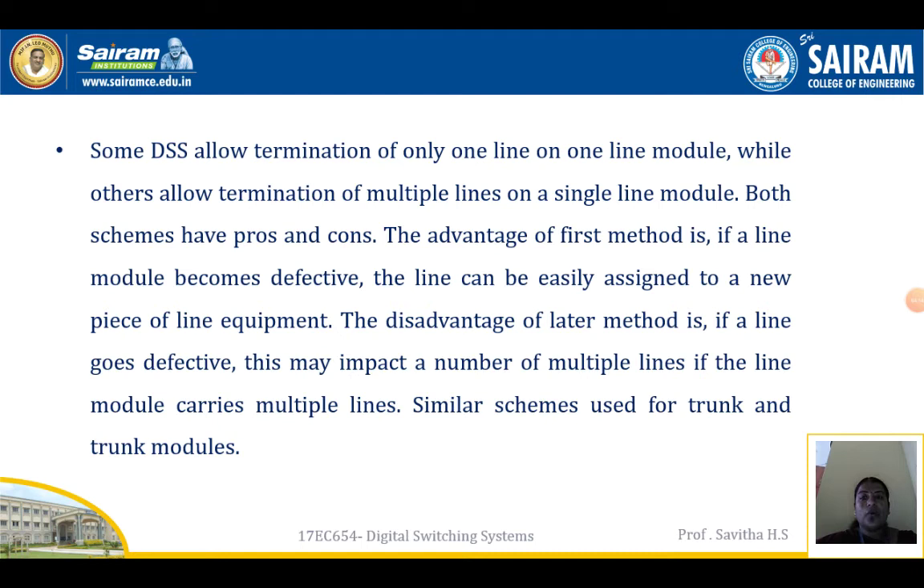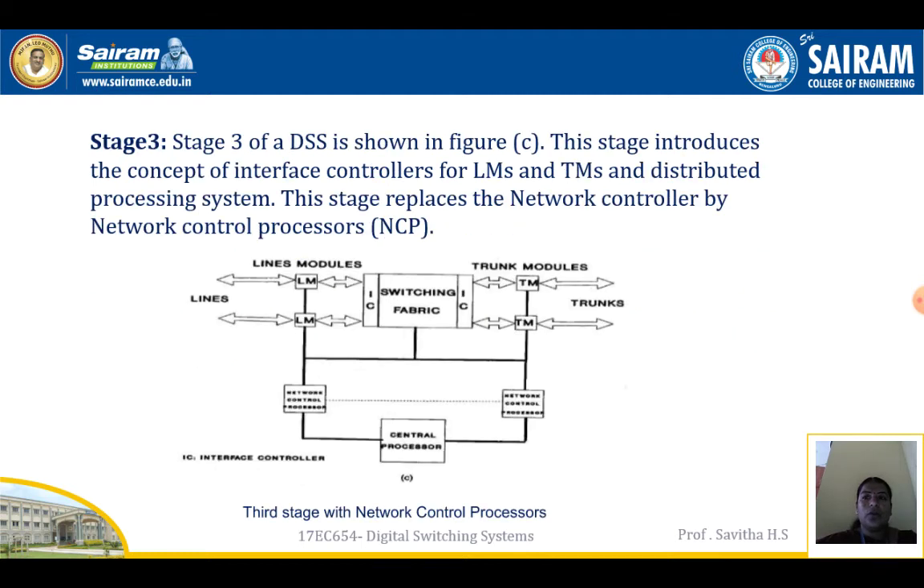Some DSS allow termination of only one line on one line module, while others allow termination of multiple lines on a single line module. Both schemes have pros and cons. The advantage of the first method is that if a line module becomes defective, a line can be easily assigned to a new piece of line equipment. The disadvantage of the latter method is that if a line module goes defective, this may impact a number of lines if the line module carries multiple lines. Similar schemes are used for trunks and the trunk modules.